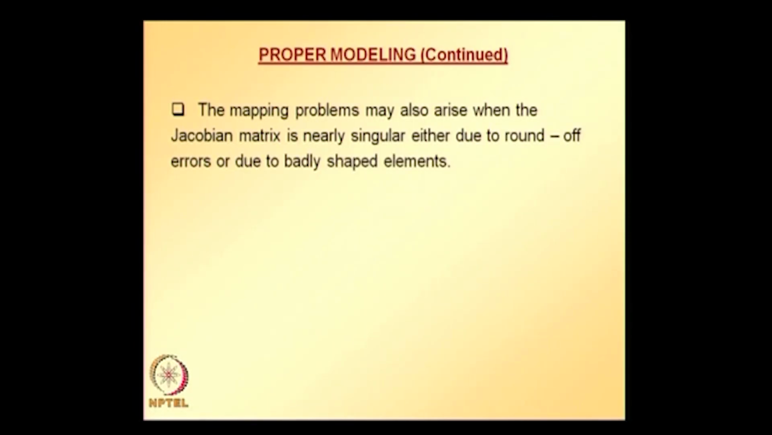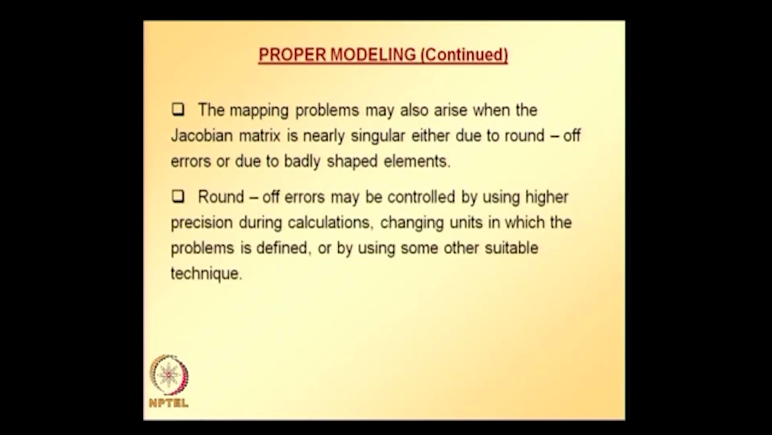The mapping problems may also arise when the Jacobian matrix is nearly singular due to round off errors or due to badly shaped elements. So these are the 2 reasons why the Jacobian matrix may be nearly singular, that is almost singular. Round off errors may be controlled by using higher precision during calculations, and also changing units in which the problem is defined, or using some other suitable technique. So this is how round off errors can be controlled.